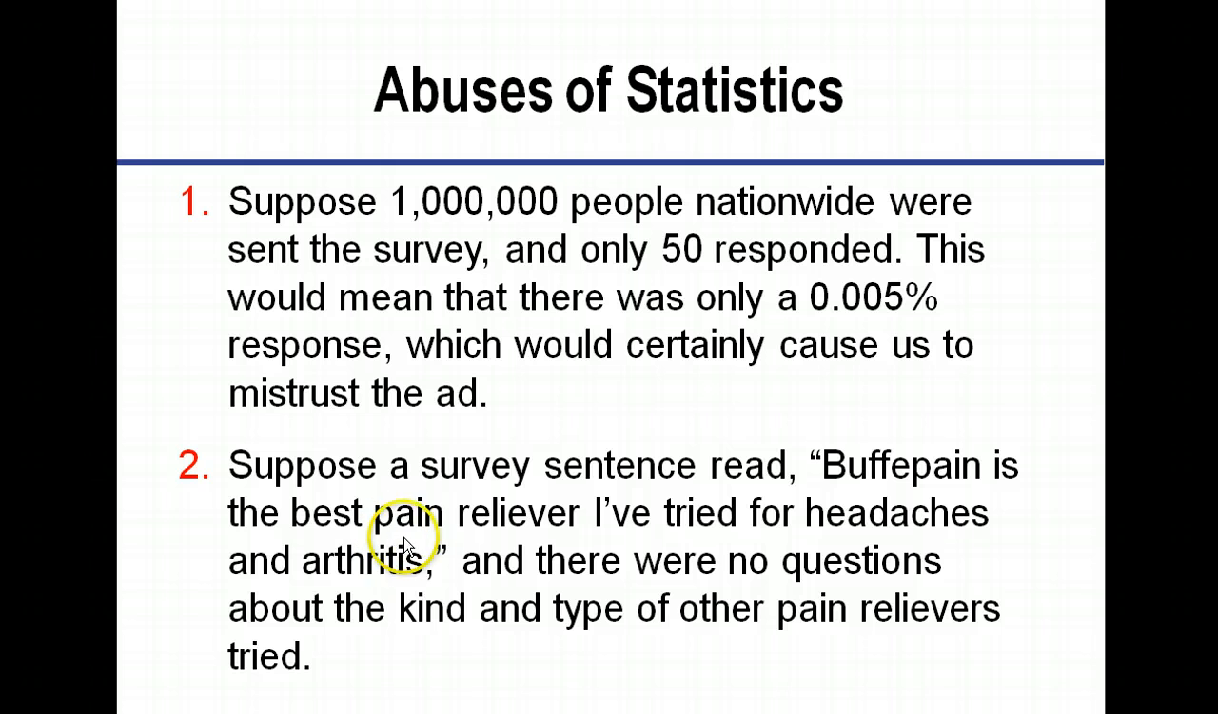Another concern or hypothesized situation would be, suppose a survey sentence read, "Buffepain is the best pain reliever I've tried for headaches and arthritis," and there were no questions about the kind and type of any other pain relievers tried. So maybe they were not asking if anybody had tried any other kind. So maybe people had only tried one kind, and so they had nothing to compare it to. That definitely would create a bit of an issue with our survey if they weren't able to compare it to any other type. Of course, it would be the best because they haven't compared it to anything else.